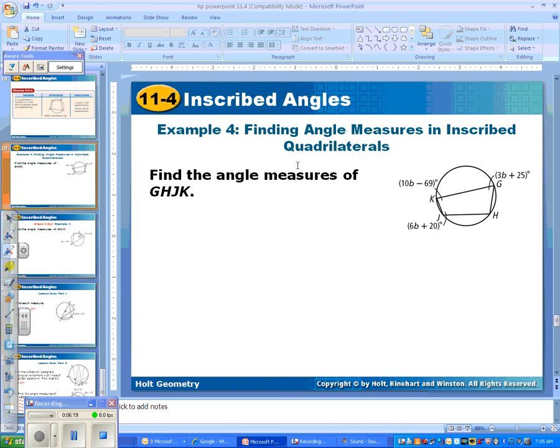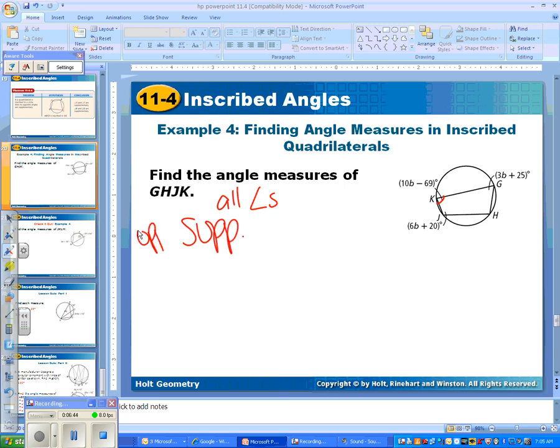Okay. So this is the last one I'll do for you guys. It says find the angle measures of GHJK. So we want to find all angles, so there's going to be 4 answers for this one. Well, we know that this angle and this angle are opposite, so they have to add up to be 180 degrees, but we don't know anything about angle H. So let's use the other set of opposite angles. We are not saying they're congruent, they're supplementary.